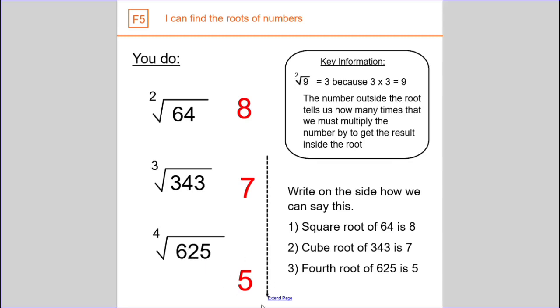Now let's practice saying this properly. So for the first one, it should have been square root of 64 is 8. The second one, cube root of 343 is 7. And finally, the fourth root of 625 is 5.